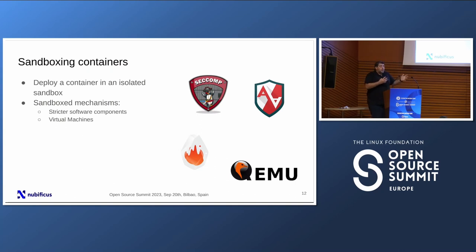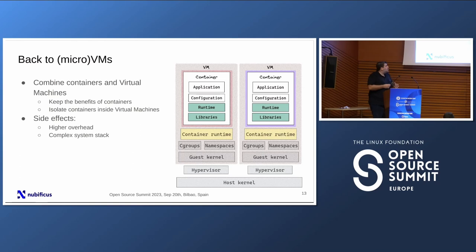So what cloud vendors started to do is to deploy tenant containers in an isolated sandbox, either software or hardware assisted. So we've got software solutions like Seccomp or AppArmor or even gVisor. And there are VMs. We've got micro VMs like Firecracker or Cloud Hypervisor or other stuff based on Rust VMM. We've got QEMU, like more the traditional VMs, let's say. So we're back again to VMs.